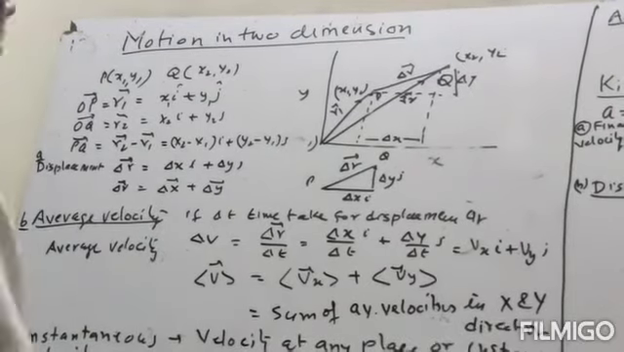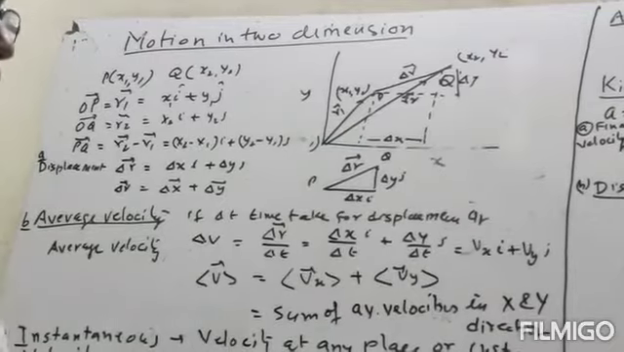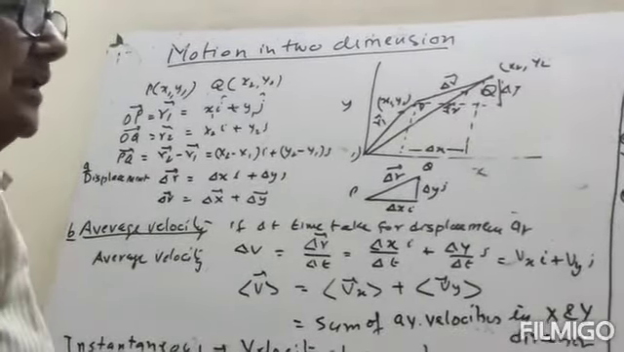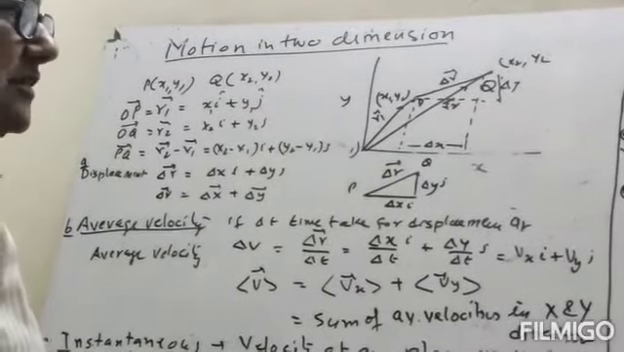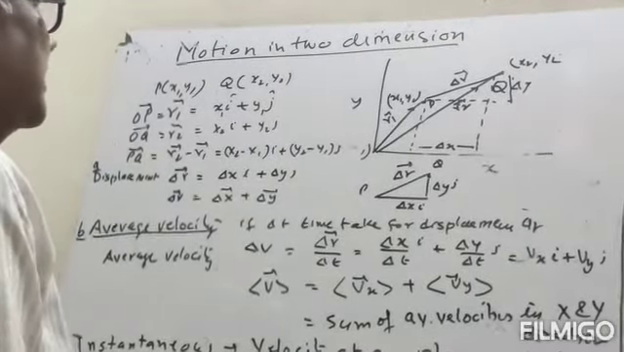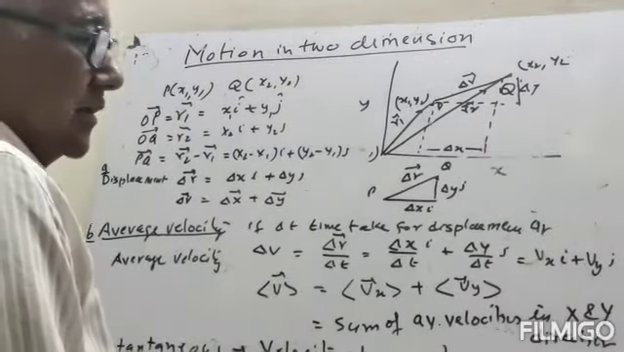Motion in two dimensions. Now what do we mean by two dimensions? Two dimensions means when x and y, or y and z, or z and x change. When two coordinates change, that motion is two-dimensional motion.